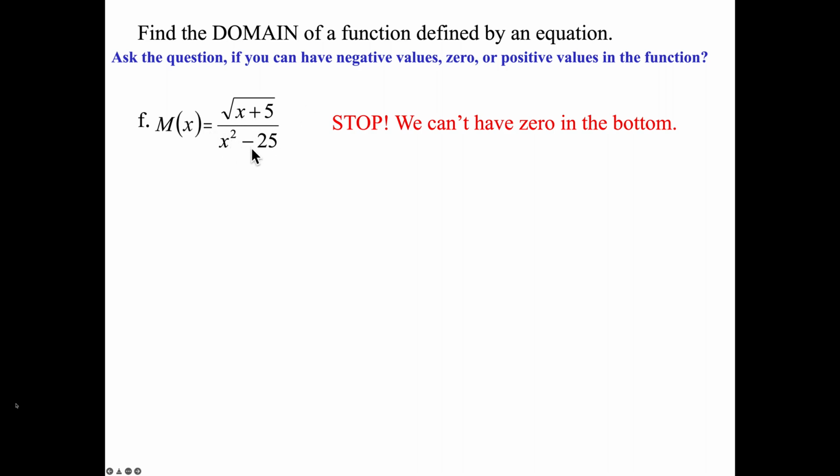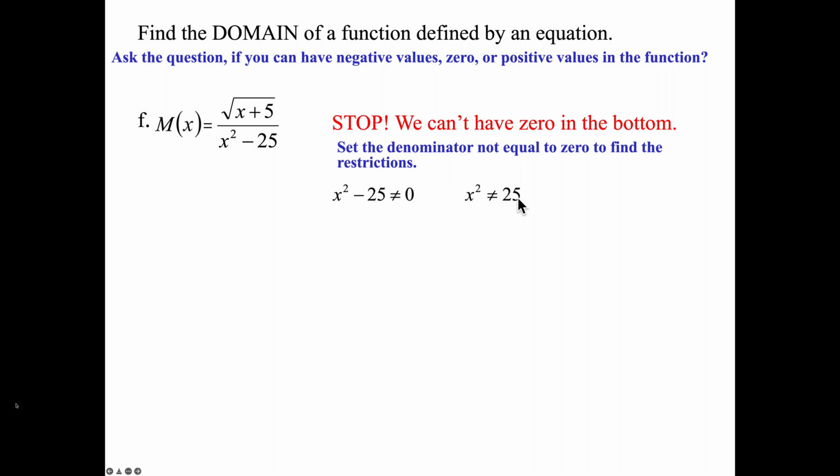Always do the denominator first. That's the most critical one. This is the numbers you can't have. Up here, we're going to find the numbers you can have. So x squared minus 25, set that not equal to 0. All right, let's add over the 25. That gives me x squared cannot be 25.